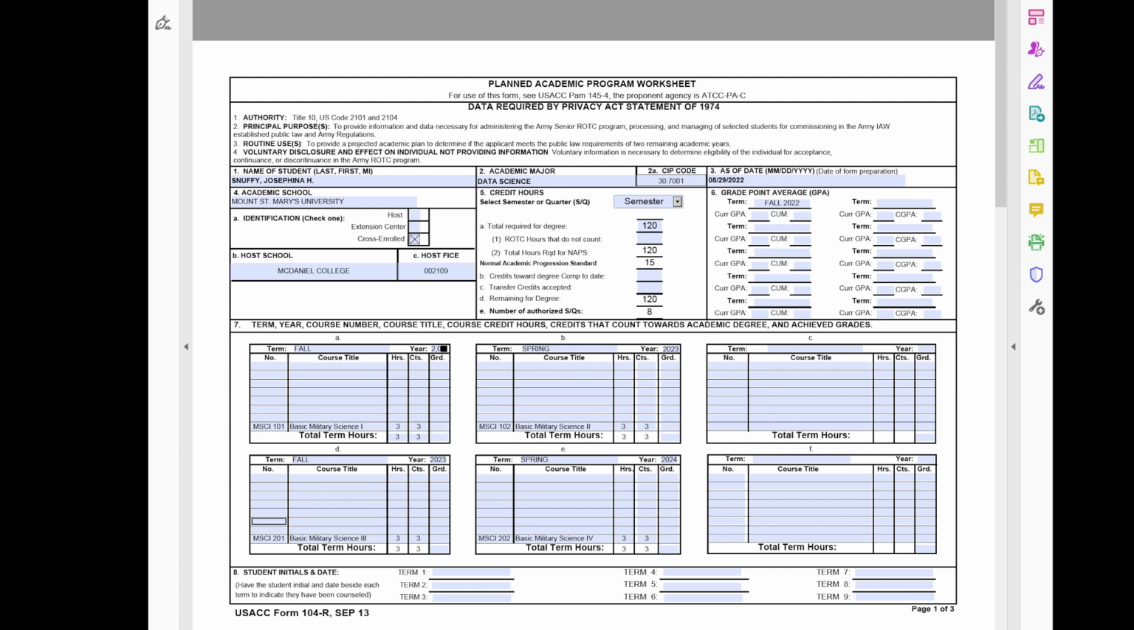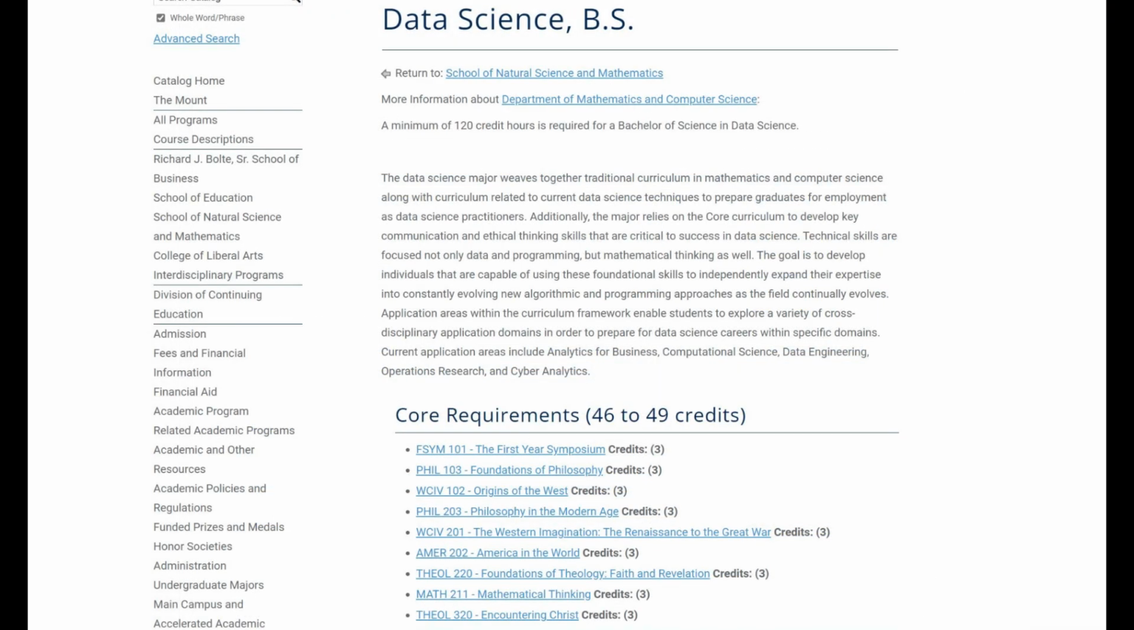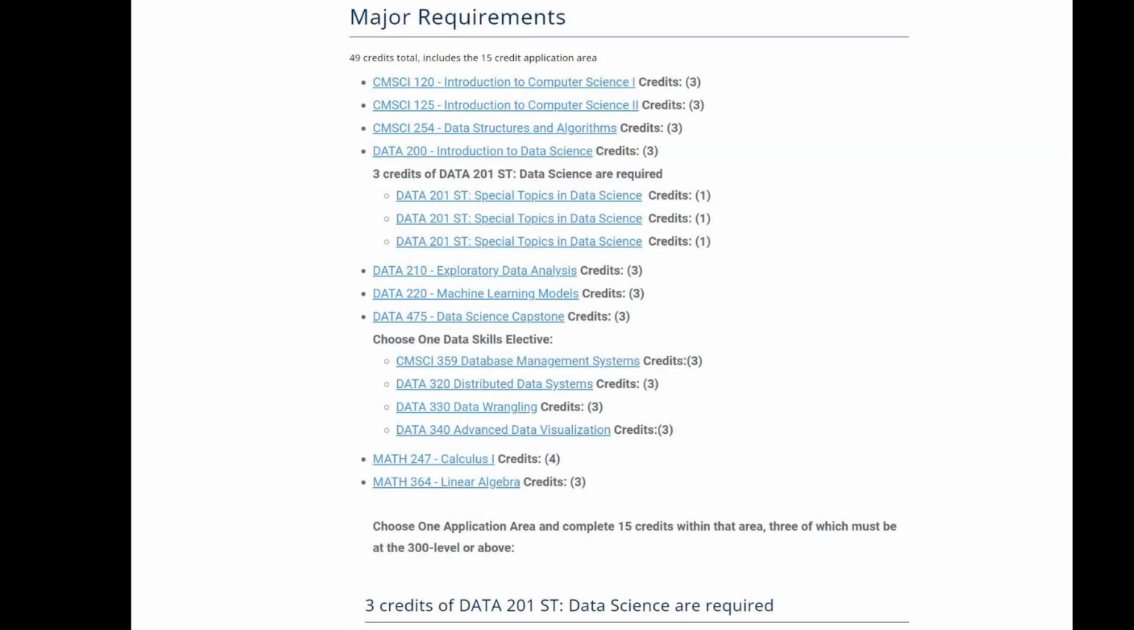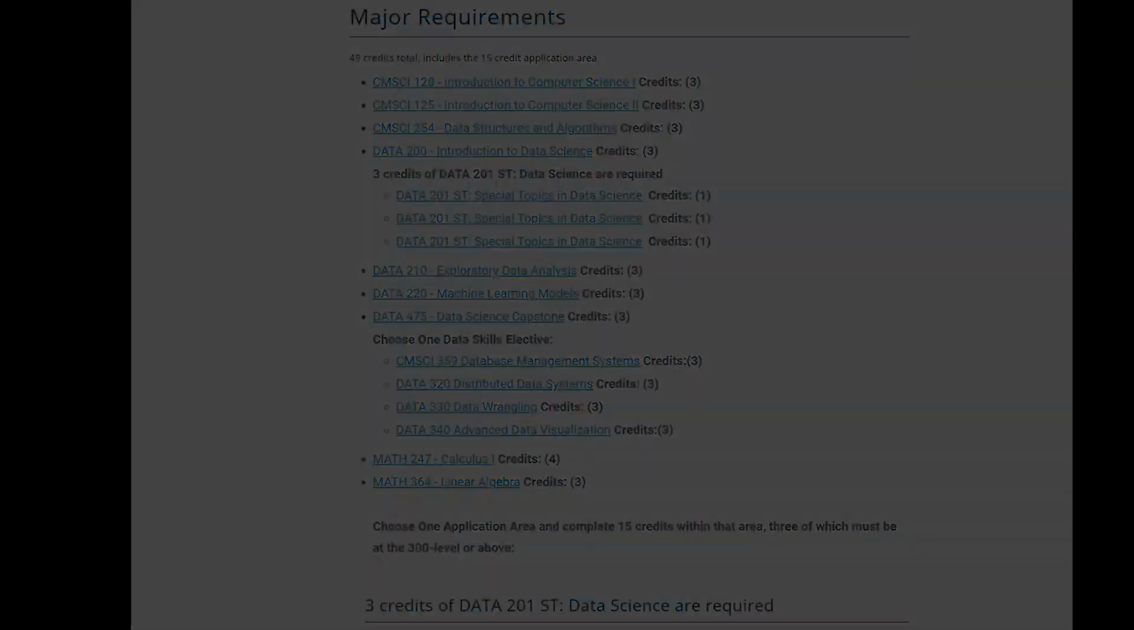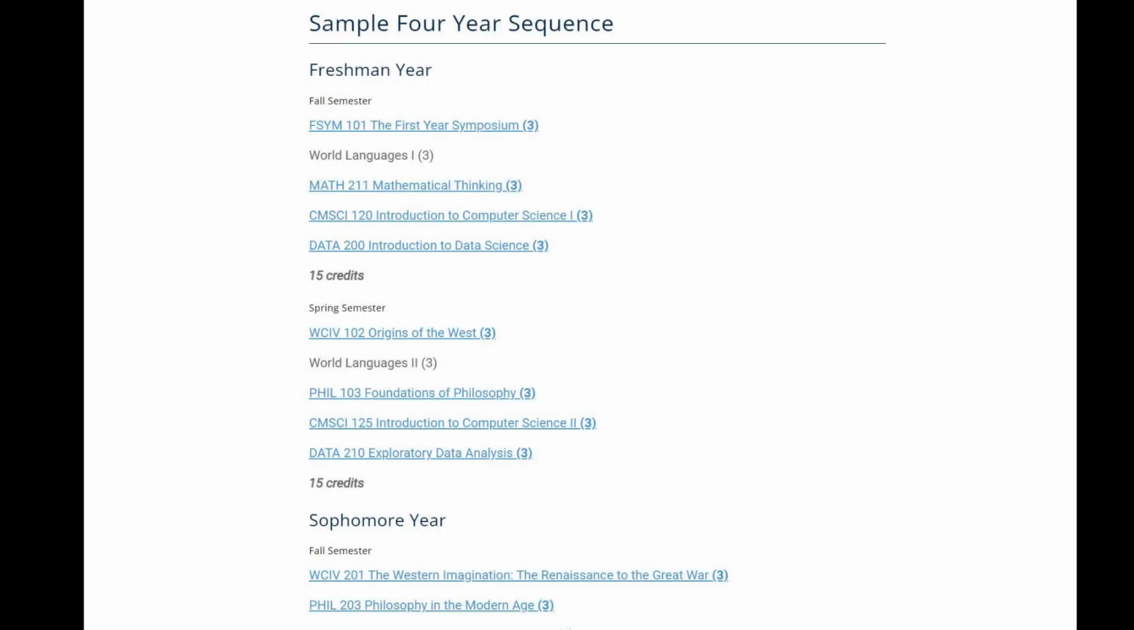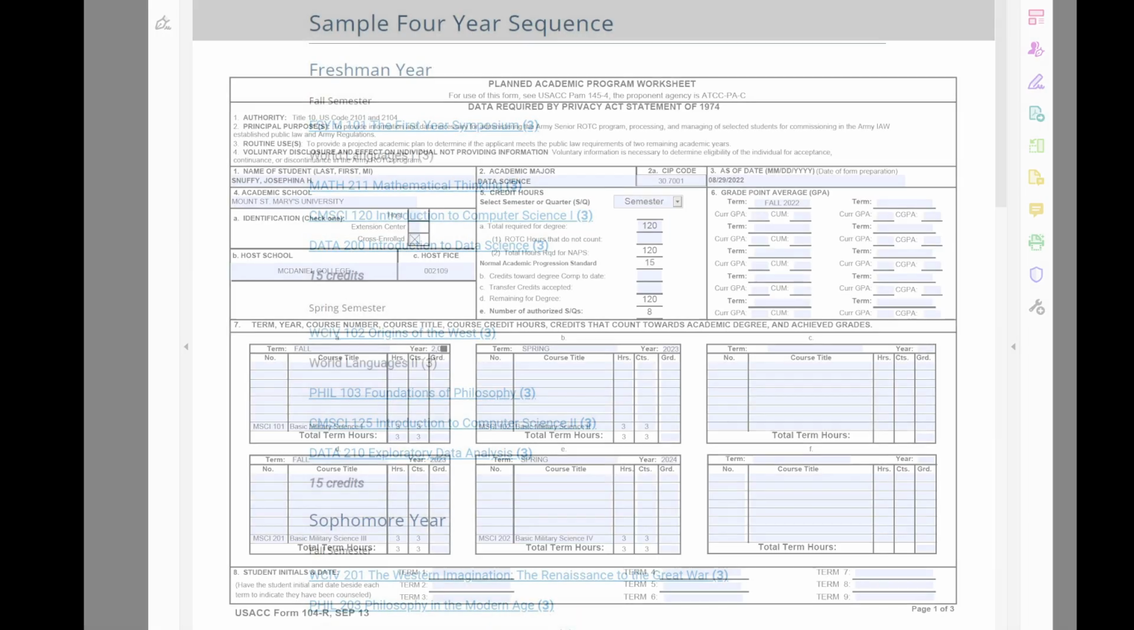Next, we'll add in the Veritas curriculum. Your school may have a 104R available that already has Veritas requirements pre-entered. Again, for the purposes of this video, I started with a blank 104R because it wasn't available to me. Here is the Veritas curriculum for my school. In this case, it was easier for me to find it on the website that also has my major curriculum. My school also has a sample 4-year breakdown at the bottom. Again, I'm not going to use that for this video.